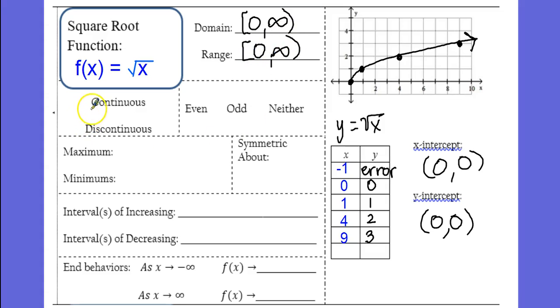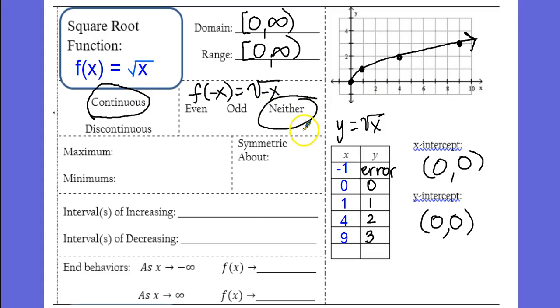Is this graph continuous or discontinuous? In one direction, right? Continuous in one direction. Now, is it even, odd, or neither? How do we test? Plug in the opposite of x. So if I do that, will I get the same outcome as if I plug in a positive x? So we would say this is neither, it doesn't have that kind of symmetry. We're looking for neither even or odd. So symmetric about, that is not applicable.